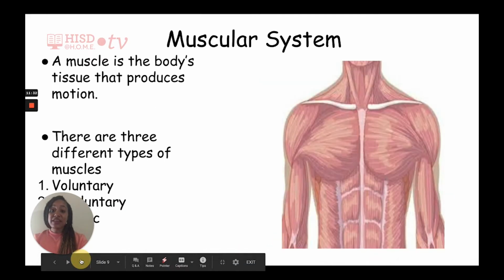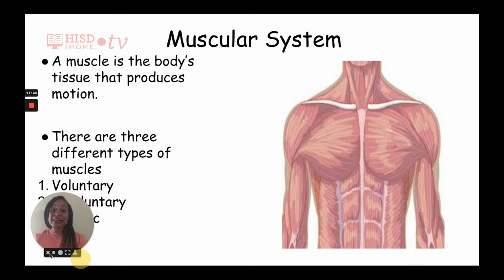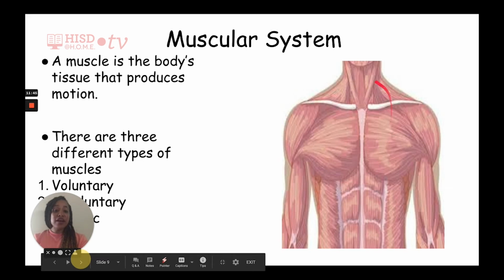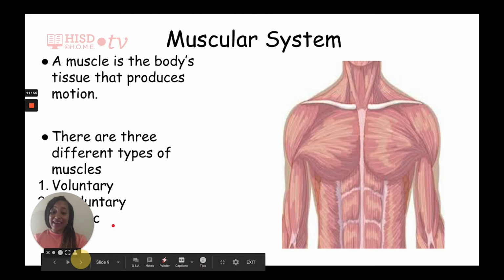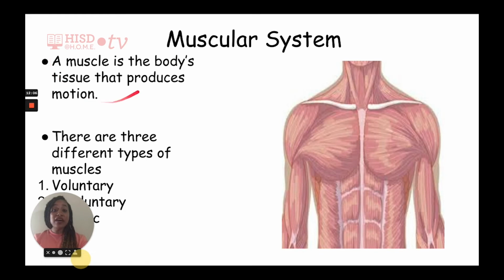Let's move on to the next system, the muscular system. The muscular system is the body's tissue that produces motion. So this is a picture of our muscular system. There are 3 types of muscles: voluntary, involuntary, and cardiac. I'll give you a couple more seconds to write down the function of our muscular system. It is to produce motion.